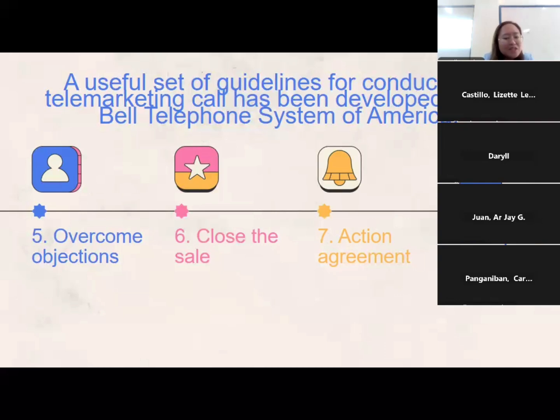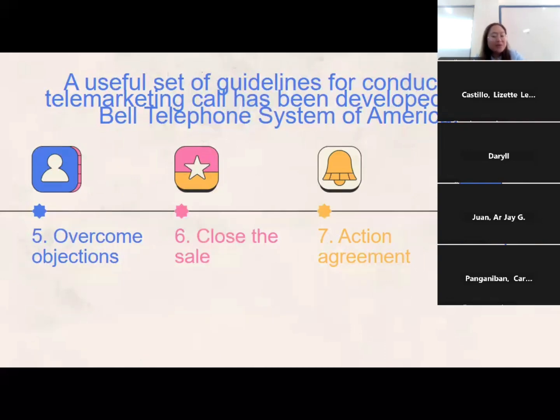Okay? That's the last one. But of course, you need to plan your next step first. Schedule a follow-up call or visit if needed. Let's say, for example, State Farm schedules follow-up calls to review an insurance quotation or send a policy brochure.